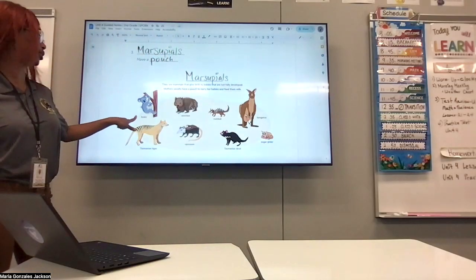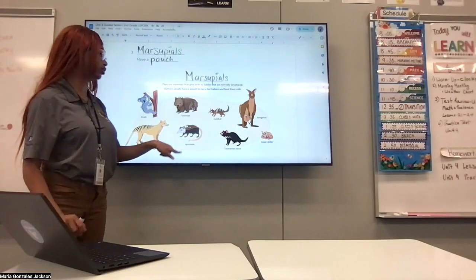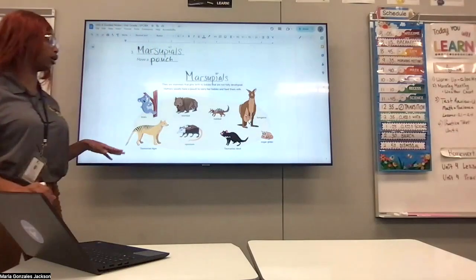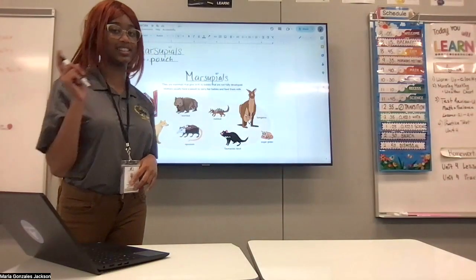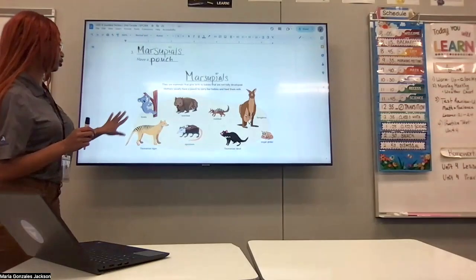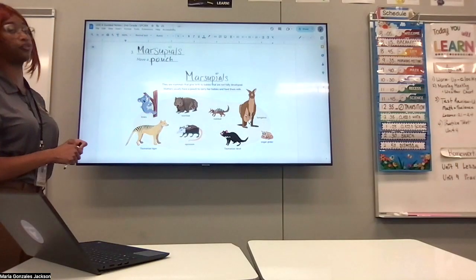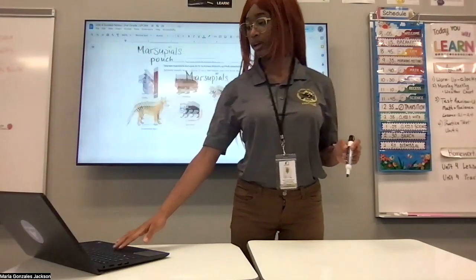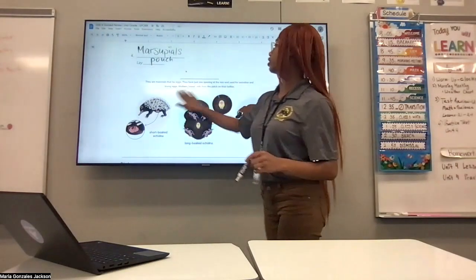Marsupials, we need to remember that koalas are marsupials. So the wombat, the numbat, the kangaroo, the opossum, the Tasmanian devil, and the sugar glider. Those are all our mammals, and the Tasmanian tiger, which is the only marsupial that is extinct. So they have a pouch, and they give birth to babies that are not fully developed. So remember your marsupials.